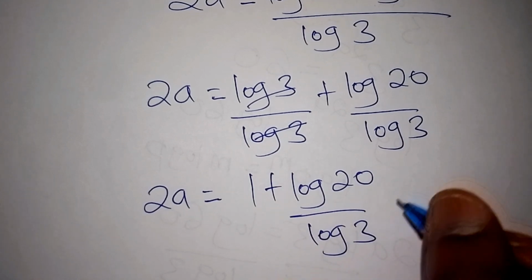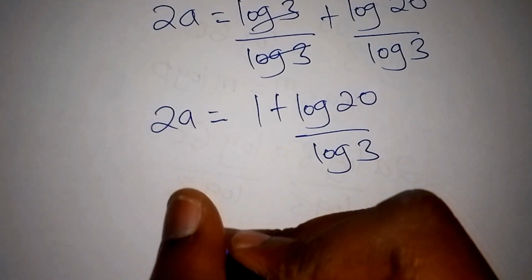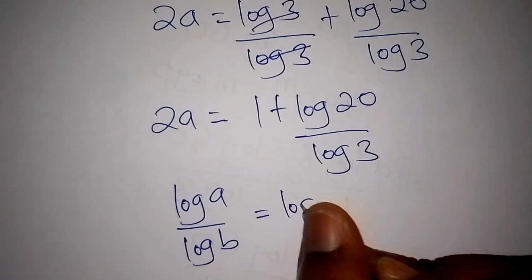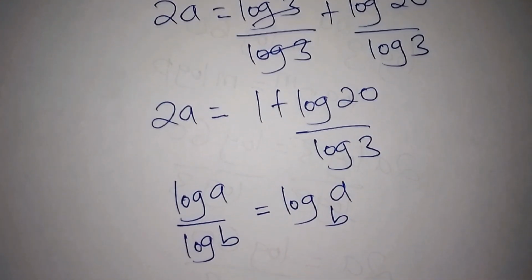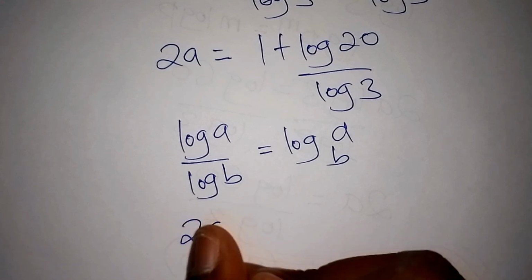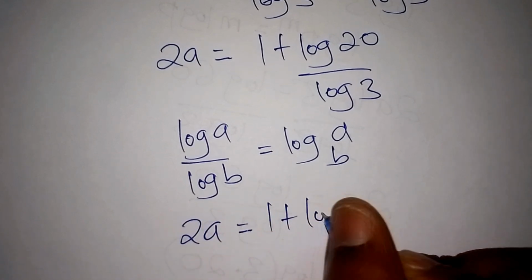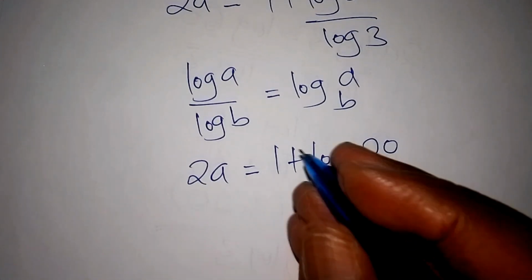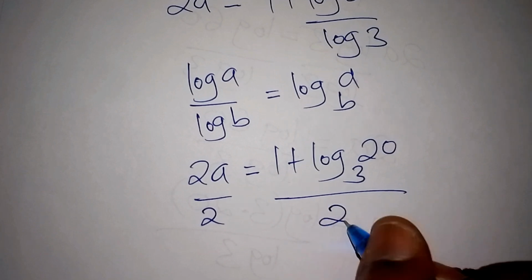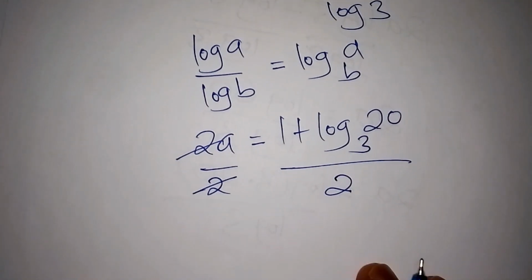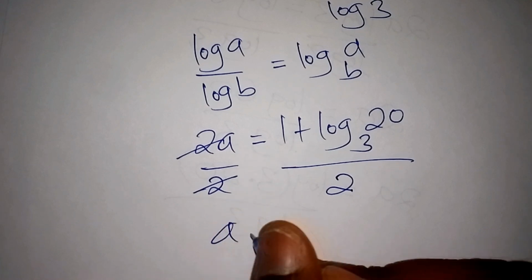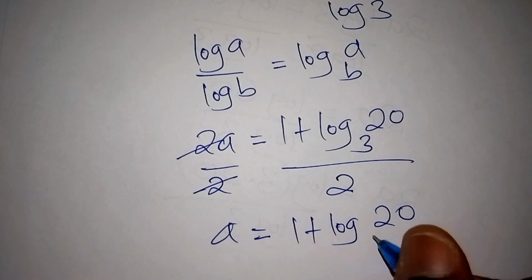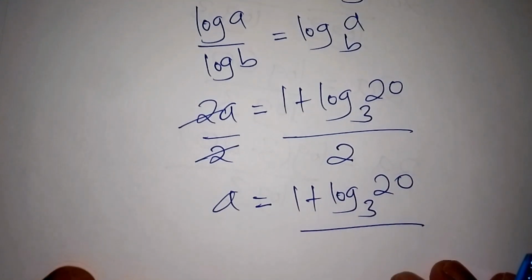Let's recall that the log of a all over the log of b can also be written as the log of a to the base of b. Putting that aside, our 2a now equals 1 plus the log of 20 to the base of 3. For us to remain with a, we shall divide both sides by 2, then the whole of this by 2. So 2 by 2 shall cancel, and now we shall remain with a. So our a equals 1 plus the log of 20 to the base of 3, all over 2.